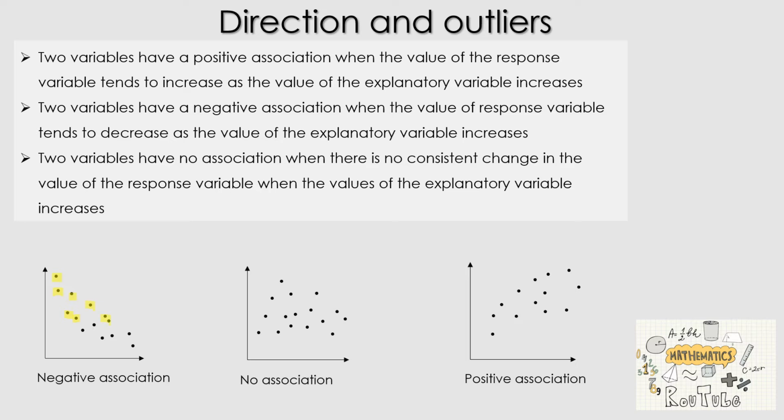The middle one, we start at the leftmost point, but then there are all these random points. It sort of increases, then decreases, then increases again, then decreases again. So there's no consistent change in the RV as the EV increases. And then the final one, once again, we start on the leftmost point, which is this one down here, and then we see there is a general increase. So that would be an increasing trend, which is what we call a positive association between the EV and the RV, so between both of the variables.